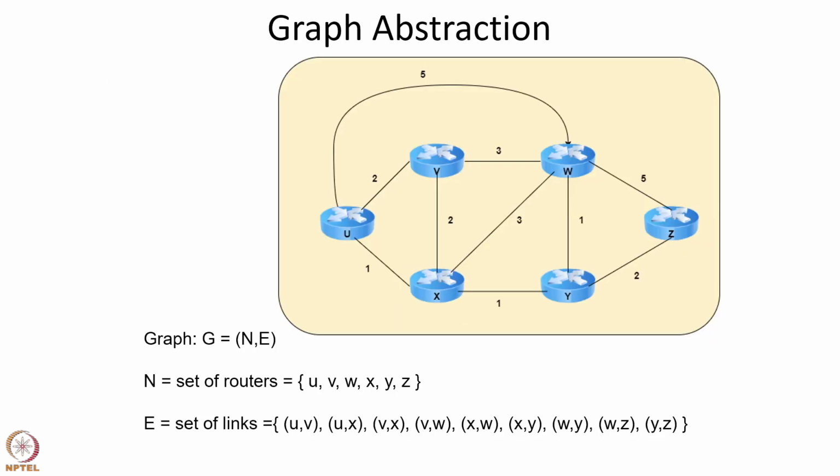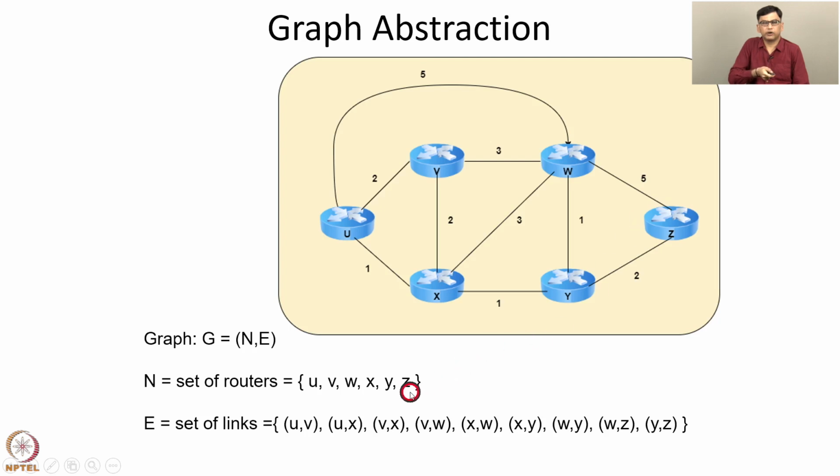To study the routing problem, it is useful to abstract it using a graph. A graph consists of a set of nodes N and a set of edges E. These blue icons are the nodes, and these links connecting them are the edges. So N is the set of nodes and E is the set of edges. There is one node corresponding to each router. In this graph, there is one node for each router: u, v, x, w, y, z. These are the nodes corresponding to different routers.